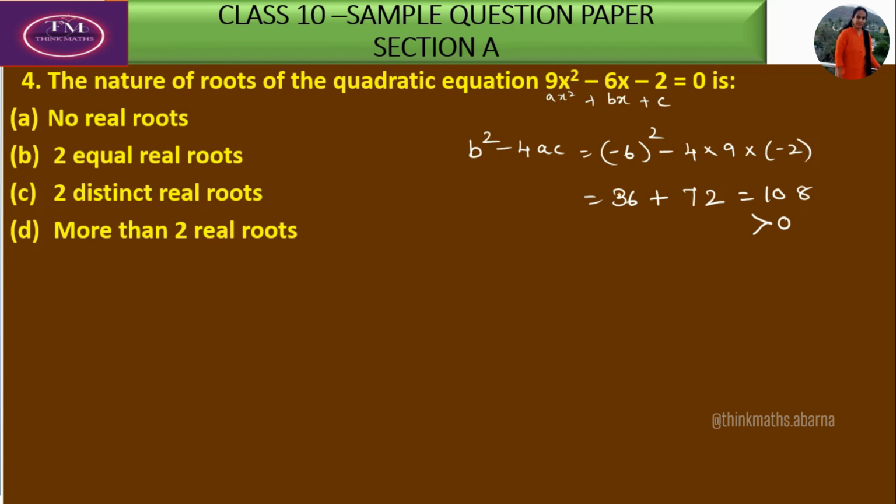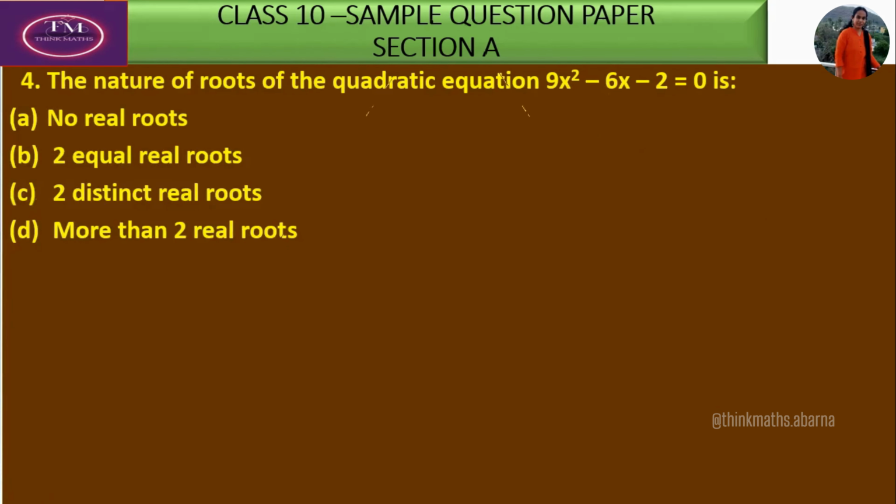If the discriminant is positive, that is, it is greater than 0, then we will be having two distinct real roots. So option C is the right answer. Suppose if this discriminant is equal to 0, then we will be having two equal real roots. If this is less than 0, we don't have real roots. There are no real roots. So for this question, C is our correct option. Okay, so moving on to the fifth question.